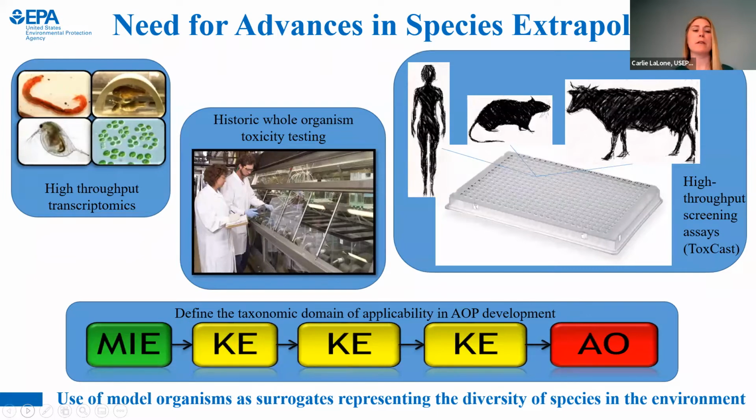So regardless of if we use historical toxicity testing or results from new approach methods, even when we're building AOPs, we may have information or data on a single species or a handful of species. And so we want a better understanding of how these other species that are model organisms may act as surrogates.